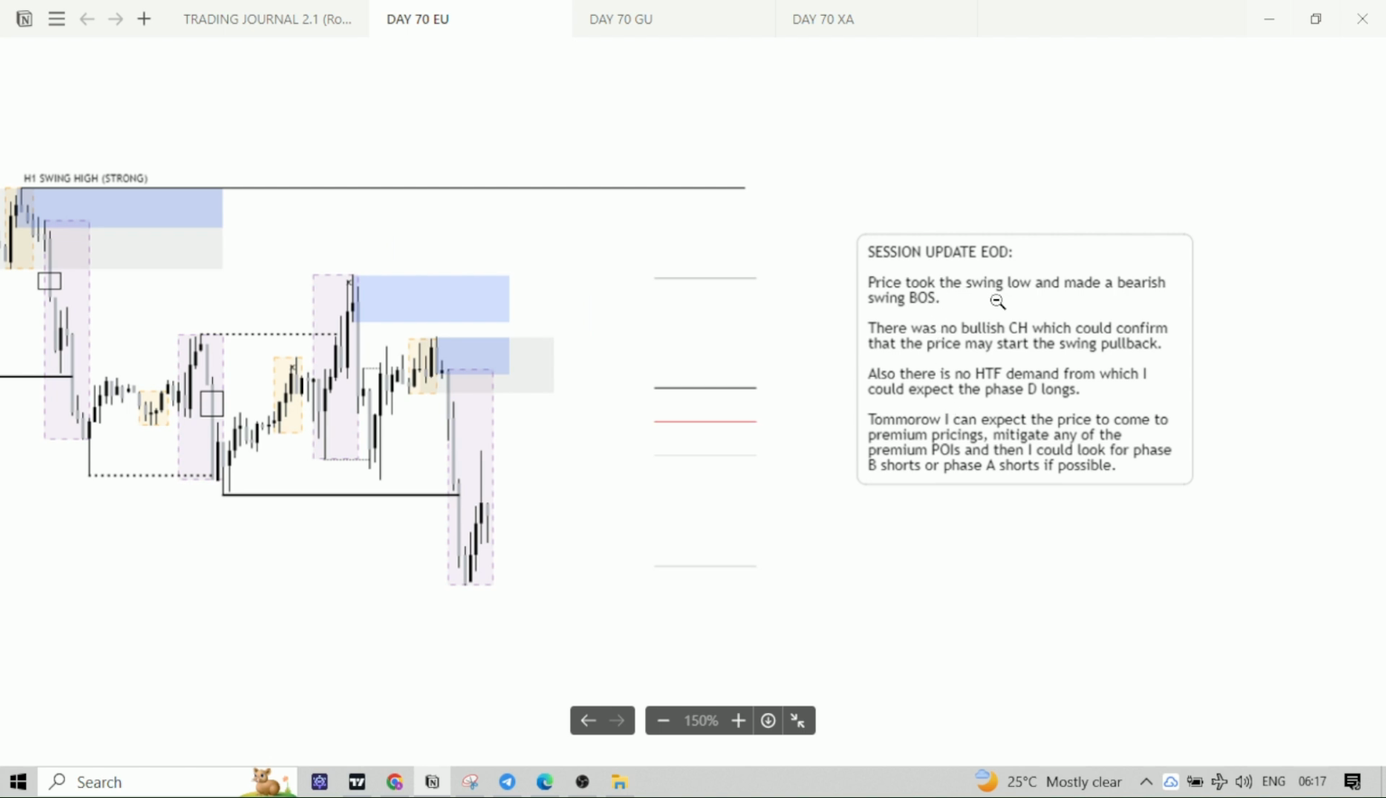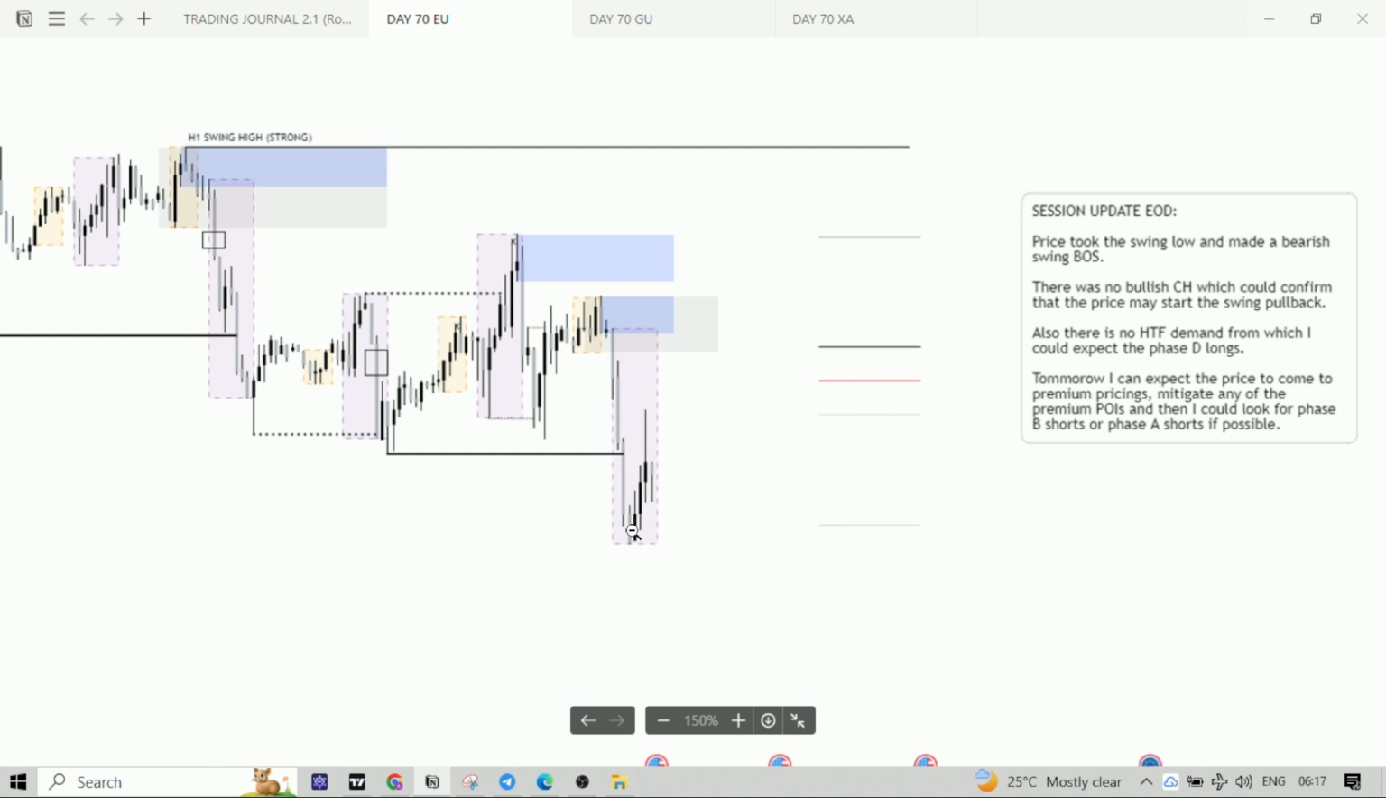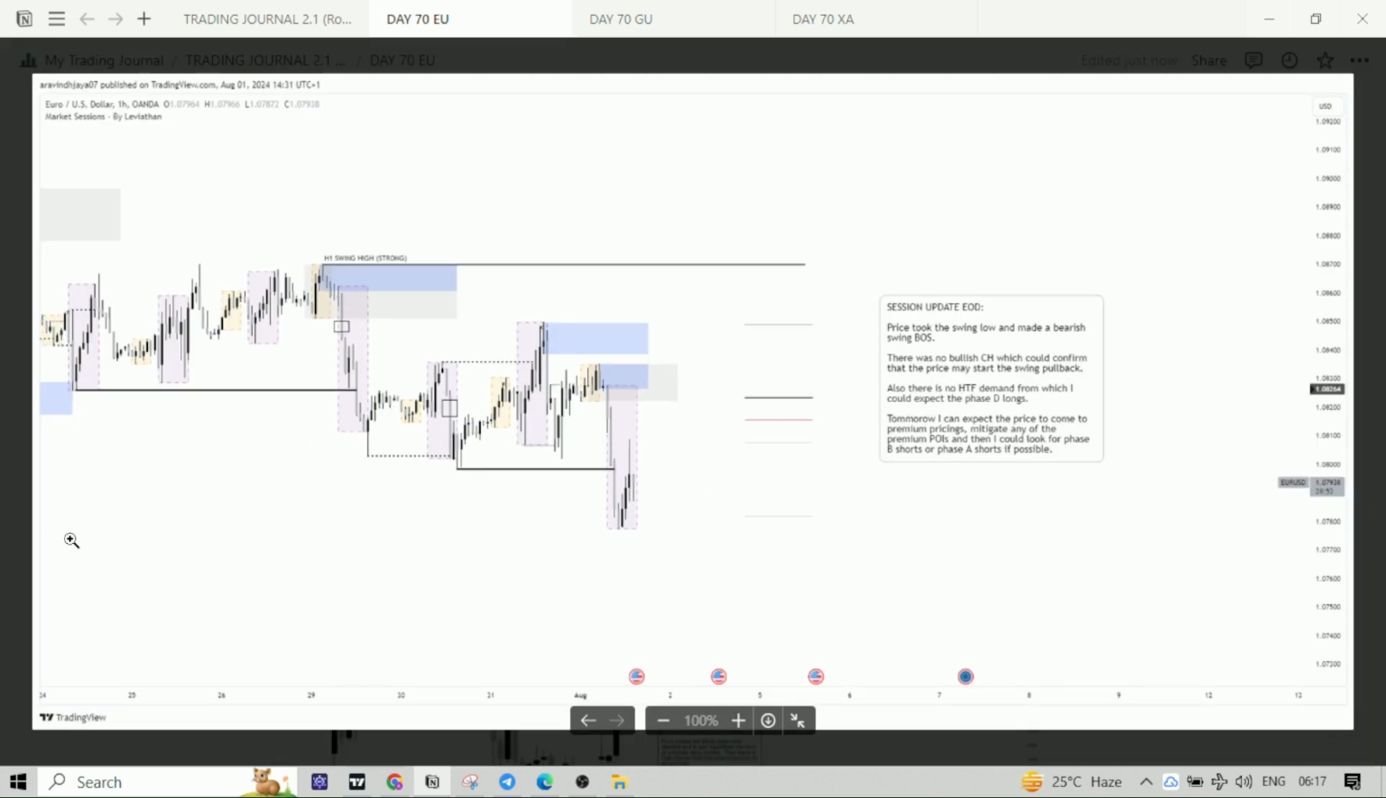So price took a swing low and made a bearish swing BOS. There was no bullish CHoCH, which could confirm that the price may start a swing pullback. Also, there is no high time frame demand from which I could expect the phase longs. There is no demand here. So I thought, once the price took a swing low, okay, let's play the swing pullback, and I expected some kind of high time frame demand from which the price could make a bullish CHoCH, and then I could look to take longs from here. But there is no demand and there is no CHoCH.